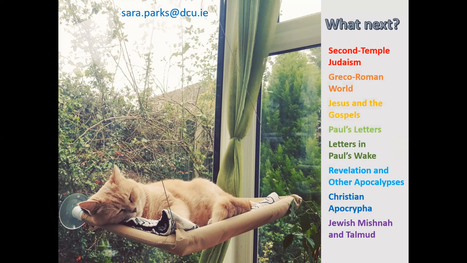So we're just one rainbow away here from the end of the module. This is what we're going to cover together: Second Temple Judaism, the Greco-Roman world, Jesus and the Gospels, Paul's letters, letters in Paul's wake, so letters that claim to be written by Paul, but we can tell that they were actually written a lot later, Revelation and other apocalypses, the Christian Apocrypha, so all those books that didn't make it in, like some of you were asking about the Gospel of Thomas or the Gospel of Mary, all of those books we're going to look at.